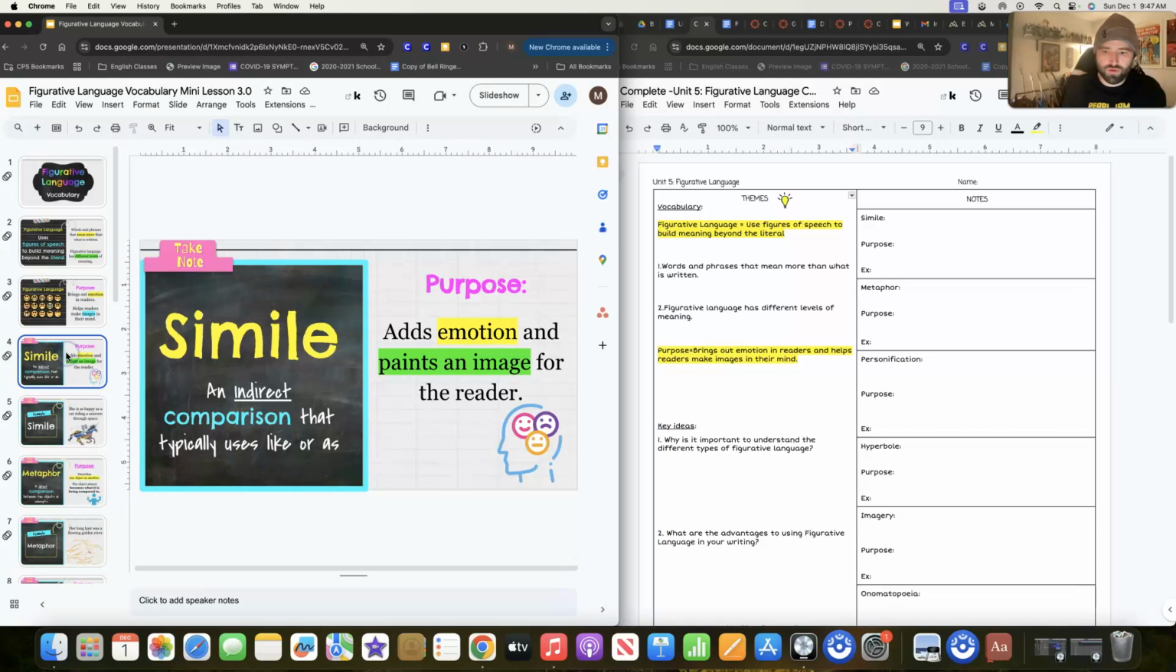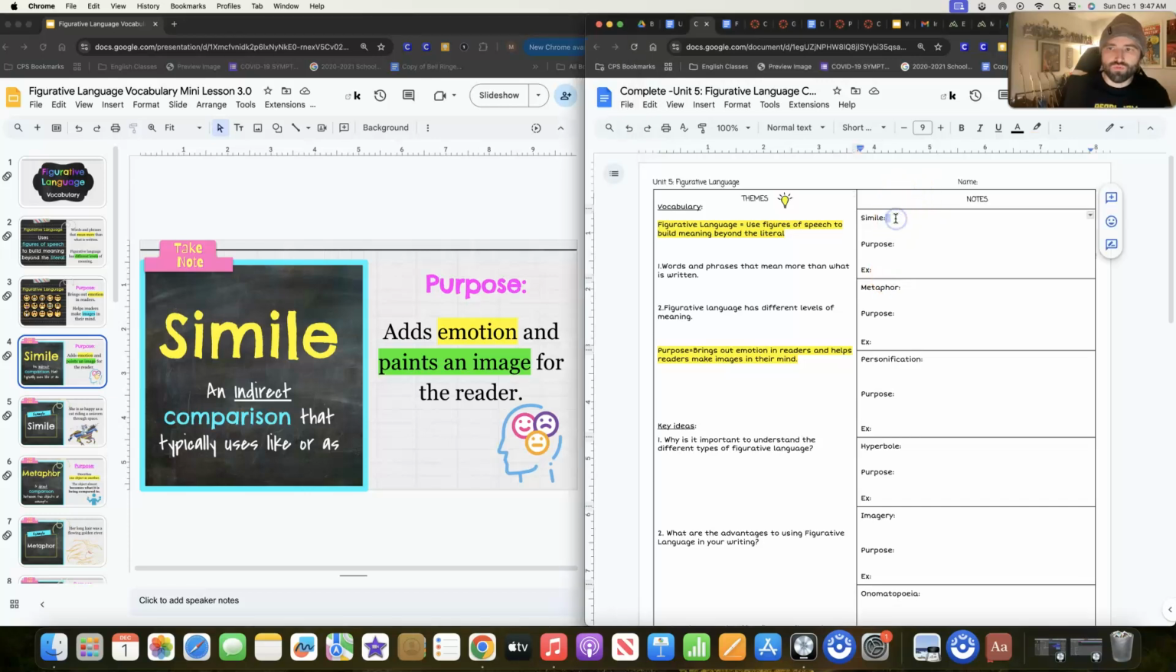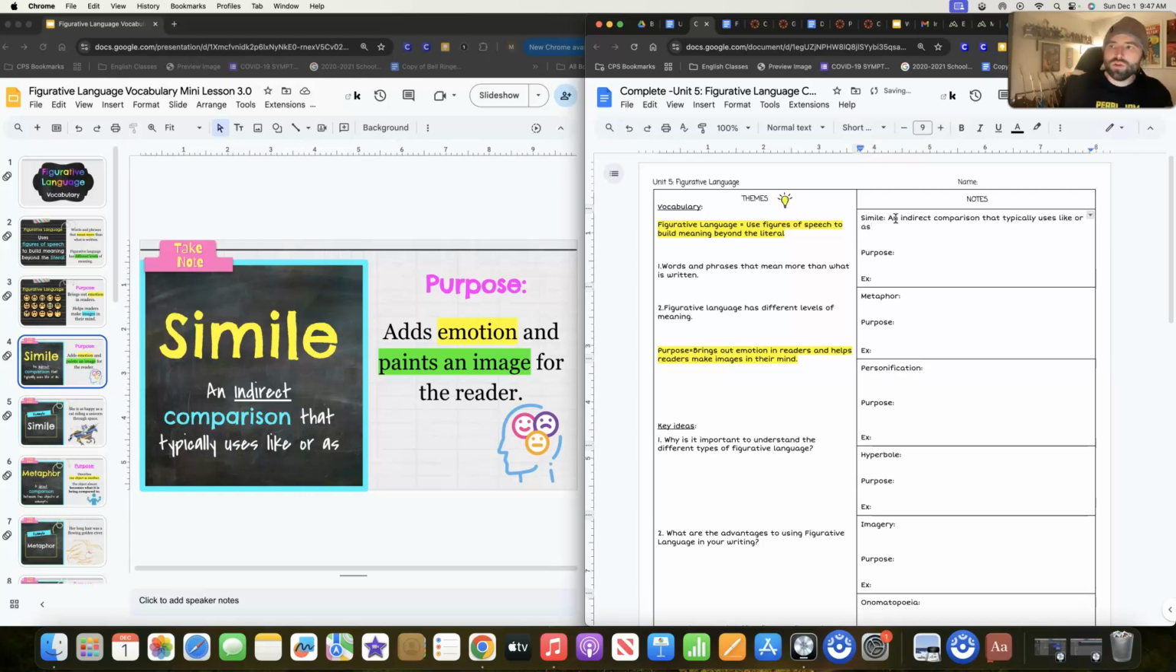Now our first type of figurative language is known as a simile. Now this is the one that everyone knows, but for some strange reason we really mess this up. So a simile is an indirect comparison that typically uses "like" or "as." Now everyone just immediately thinks, oh, if it has like or as, it's a simile. If it doesn't have like or as, it's not. But notice it's an indirect comparison. The reason why it's indirect is because of the like or as, right?